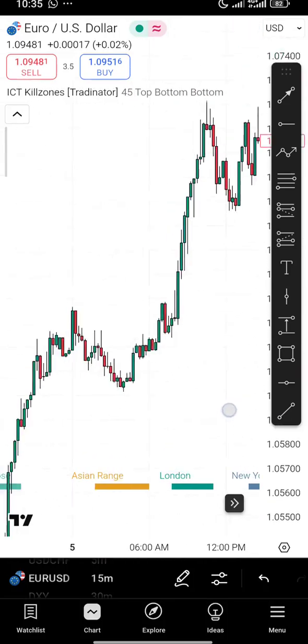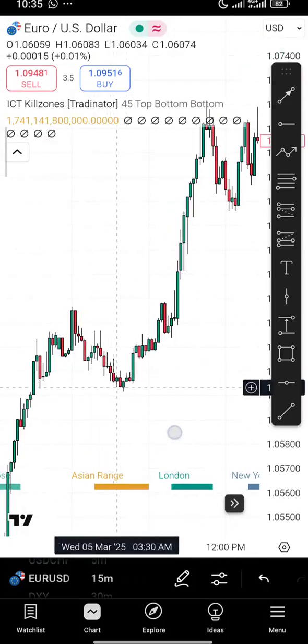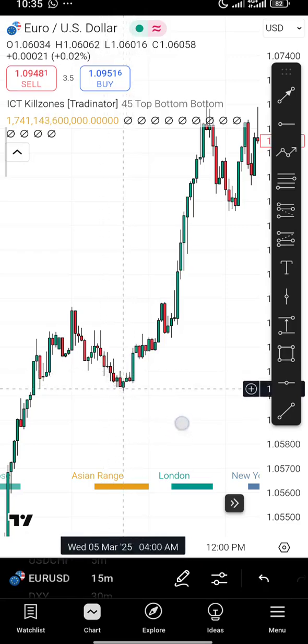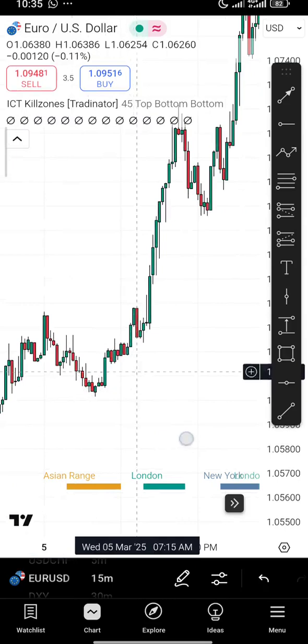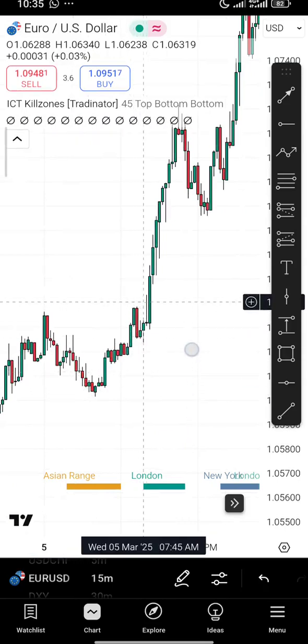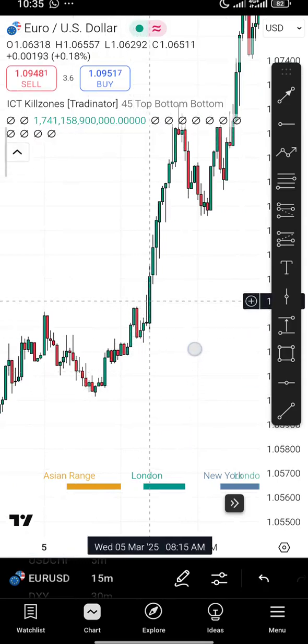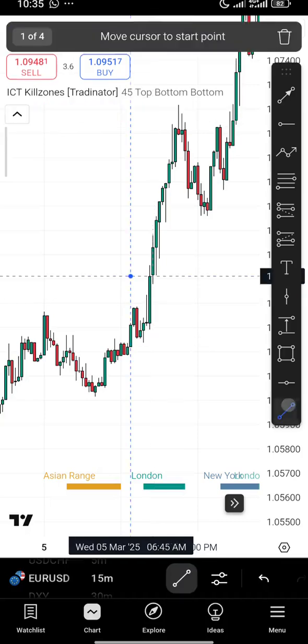So what am I doing on Wednesday? Spot the Asian range. The momentum is there. Then this is my focus, the London Q zone. I'm looking at this. First I saw this. What time is this? 8:15. Yeah, I saw this, a breakout of this zone.